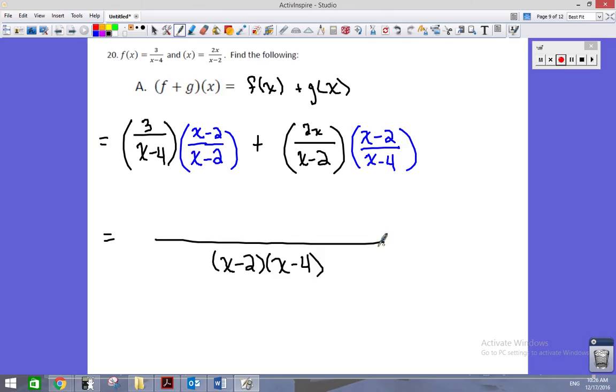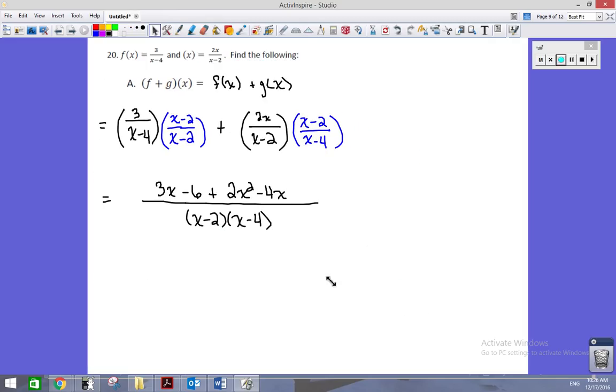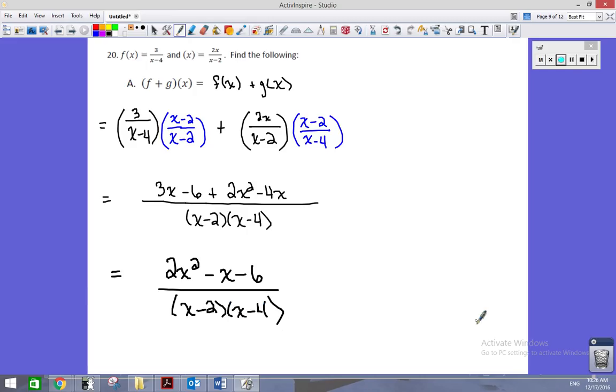Now, I am going to simplify the numerator. I'm going to take this 3 and distribute it to both terms. I've got 3x minus 6. And here, this 2x, I'm going to distribute it to both terms. And I've got 2x squared minus 4x. So we'll clean that numerator up a little bit. And if it's multiple choice, you're just simply working on getting your answer to match one of the choices. So we've got 2x squared minus x minus 6 all over x minus 2 and x minus 4. So there is our final answer for part A.